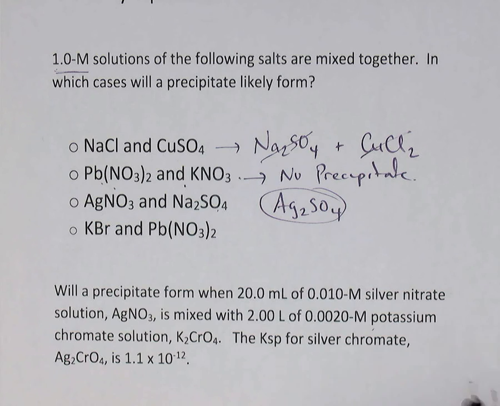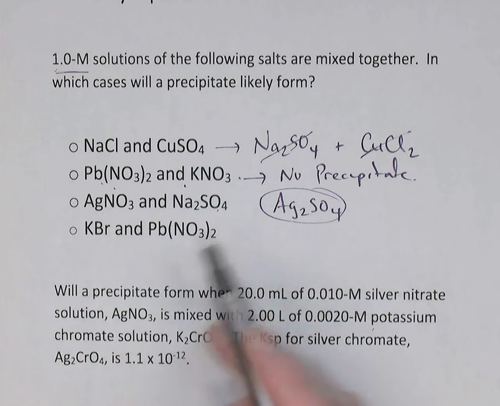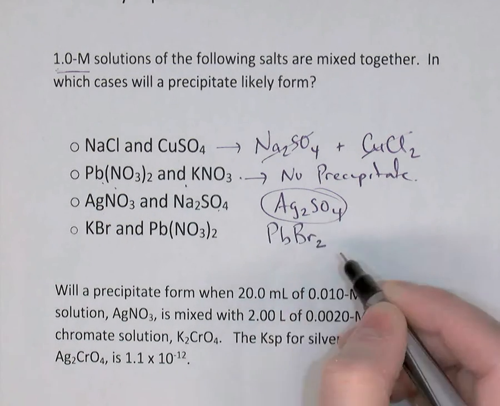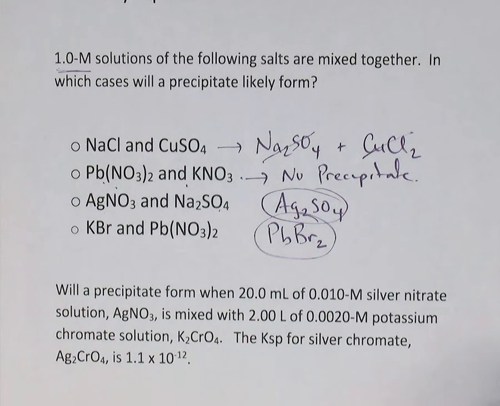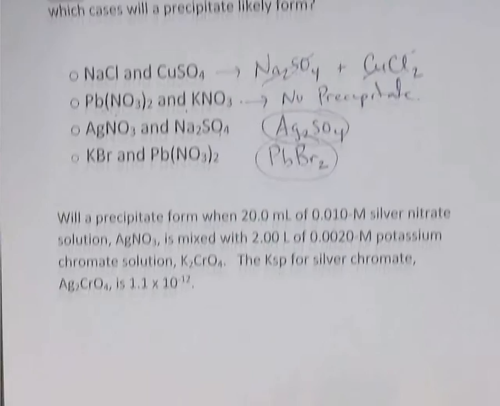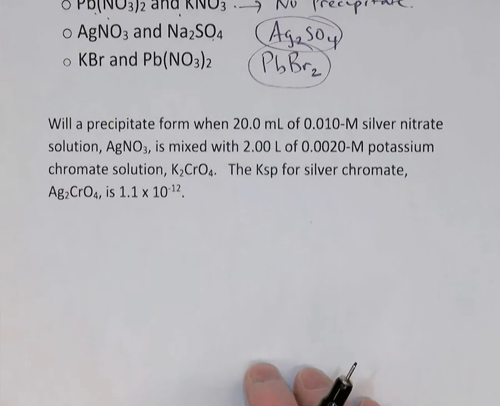In the last situation, we have lead nitrate, potassium bromide. When mixed, we get potassium nitrate, which is highly soluble, and then lead 2 bromide, which is not very soluble. So lead 2 bromide is likely going to precipitate. And we're getting these answers just by knowing the solubility rules and a little bit of knowledge about how to write chemical formulas, right? Now, the next question is a little bit more quantitative.